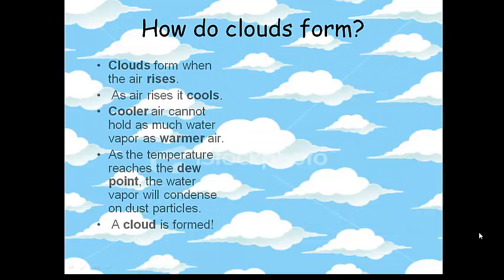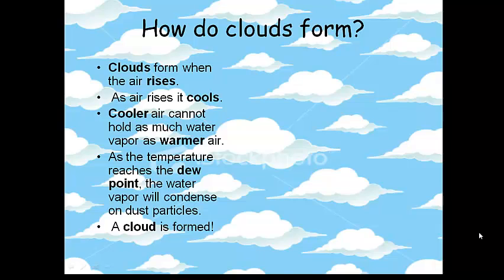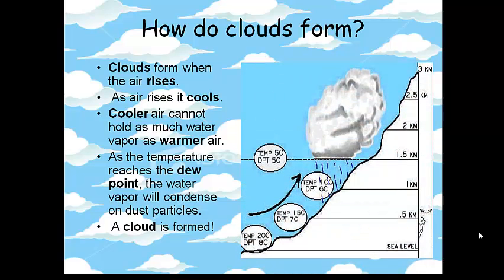How do clouds form? Clouds form when the air rises, and as the air rises, it cools. Cooler air can't hold as much water vapor as warmer air. As the temperature reaches the dew point, the water vapor condenses on the dust particles and a cloud is formed. And in this diagram, you can see how temperature decreases as the water vapor rises into the atmosphere, and then it condenses around dust particles, forming a cloud. The line where condensation happens is called the dew point.